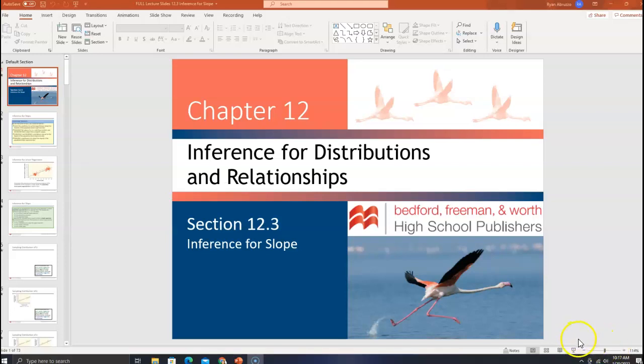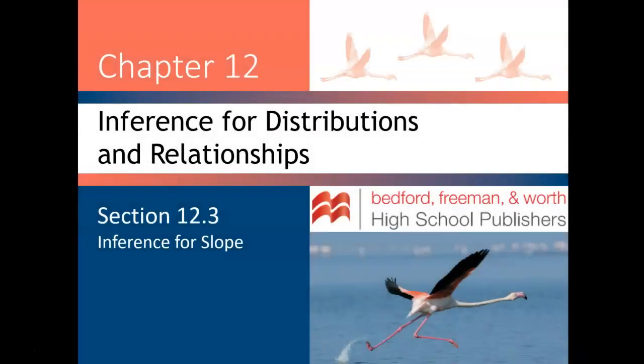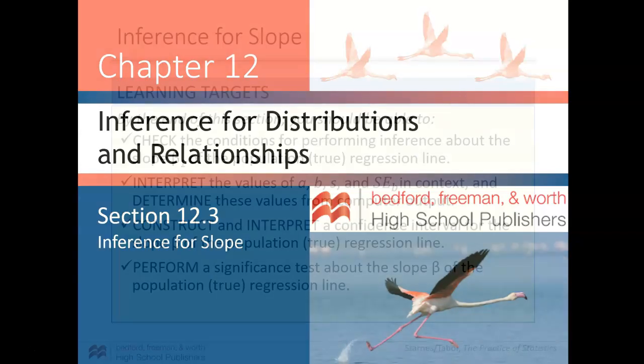All right, stats friends, we made it. This is the end. This is the final section, final chapter, final everything. So we're going to be revisiting ideas about linear regression lines and then trying to figure out how that plays into our inference. So we're going to be looking at inference for slope today.